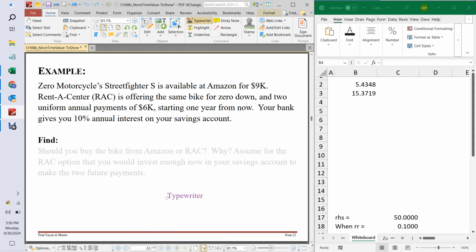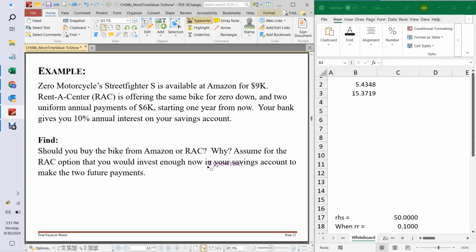Okay, let's look at another example. Zero Motorcycles has a model called the Street Fighter S, and you can buy it at Amazon for $9,000. You could also buy it from Rent-A-Center, and they're offering the same bike for 0 down and 2 uniform annual payments of $6,000 starting 1 year from now. Your bank gives you 10% annual interest on your savings account. Should you buy the bike from Amazon or Rent-A-Center?